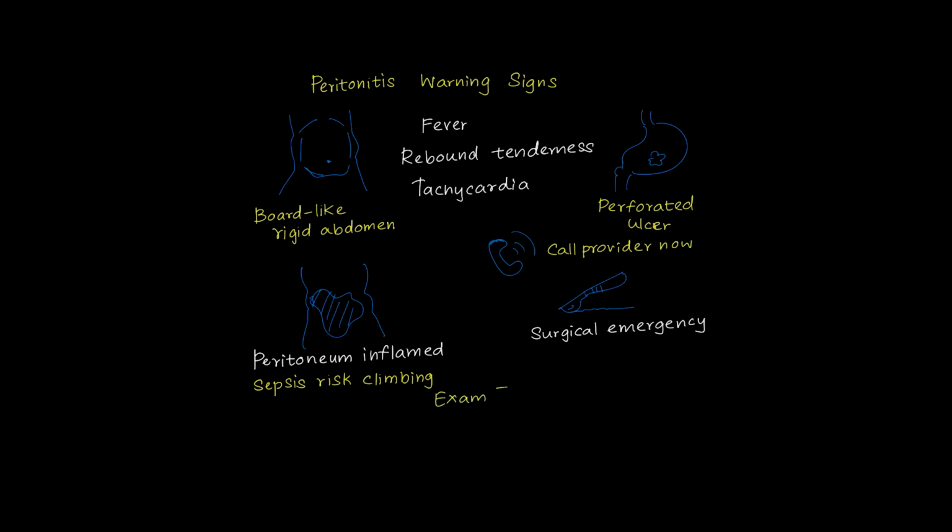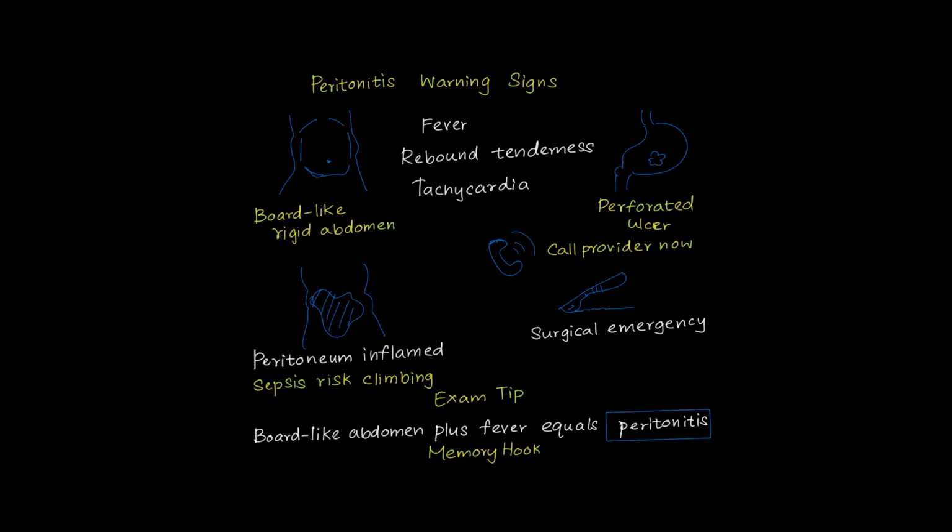Diverticulitis causes left lower quadrant pain and fever, but not a rigid board-like abdomen. Muscle strain produces localized tenderness without systemic signs. Irritable bowel syndrome never causes fever or rigidity. Rigid abdomen plus systemic signs equals get moving. Here's an exam tip for you. Board-like abdomen plus fever equals peritonitis. Memory hook, rigid belly rings the surgical alarm.